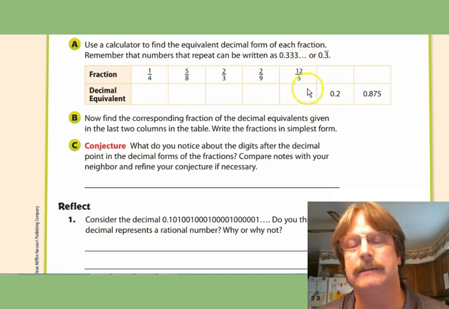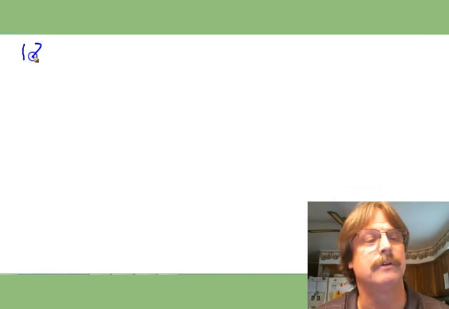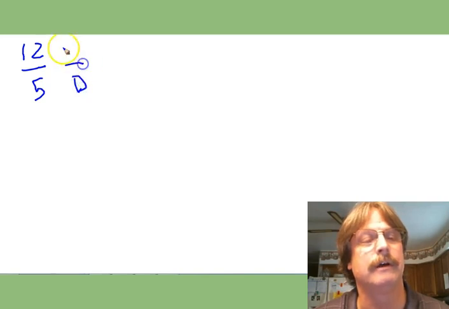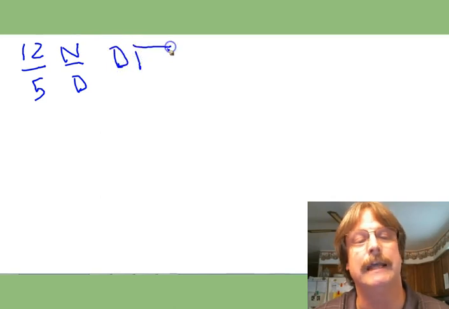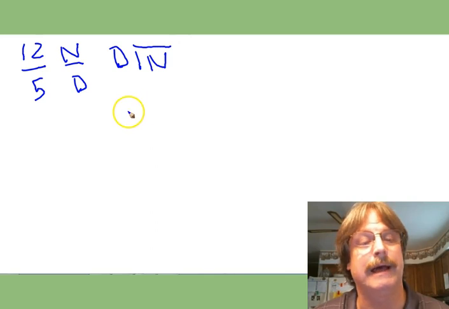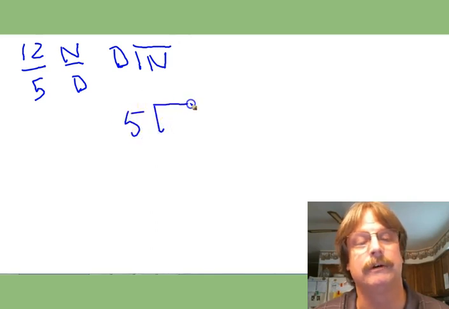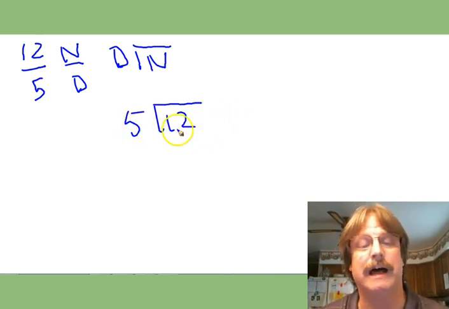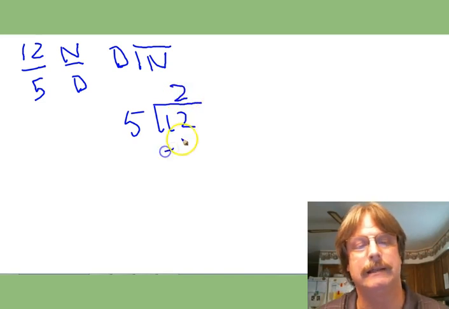Let's go ahead and look at this improper fraction and see how that goes. So I believe it was 12/5. Again, this is the denominator, the numerator. So the denominator is divided into the numerator. So I'm going to set it up as 5 divided into 12. How many times does 5 go into 12? Well, it goes into it 2 times without exceeding it, and that is 10.